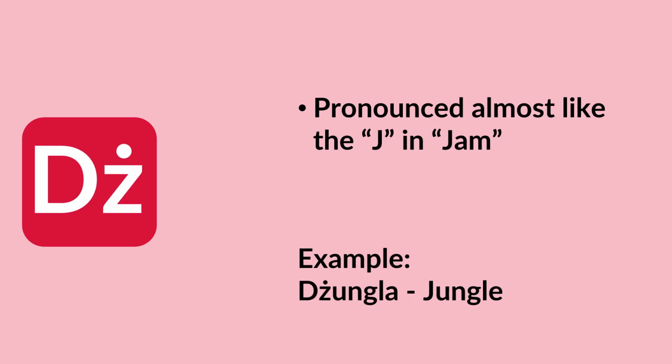This is the last D digraph, and it uses the Z with the dot diacritic, and it is pronounced as j. There isn't a sound in the English language that sounds the same as this, however it is quite similar to the J in jam, just pronounced harder. An example of this digraph being used in a word is dżungla, which means jungle in English.